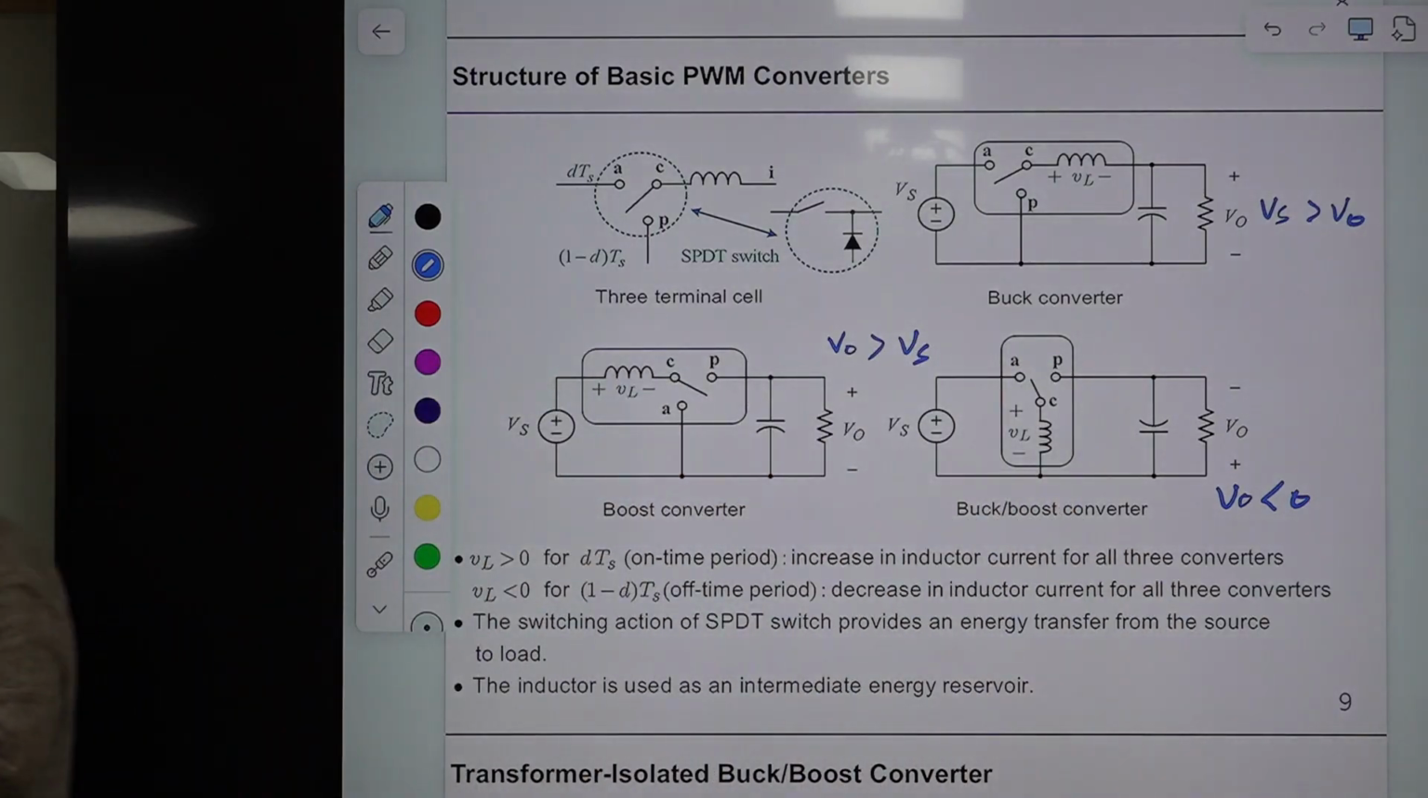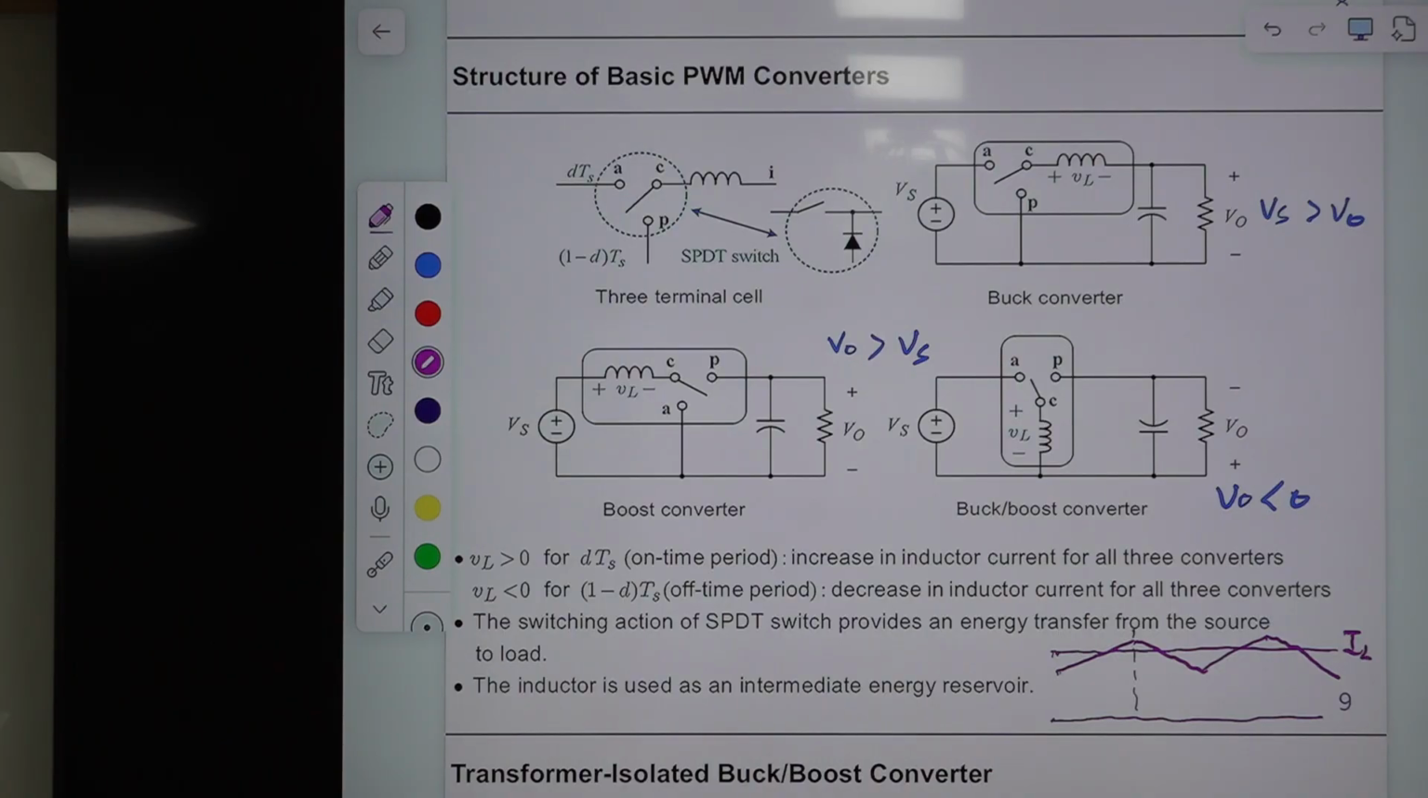Okay, so this one is also important. The inductor current has this structure for all three converters, and the zero level is here. This is the average value of IL, the inductor current. During the on-time period the inductor current is increasing, and during the off-time period it is decreasing. Okay, it's not starting from zero.